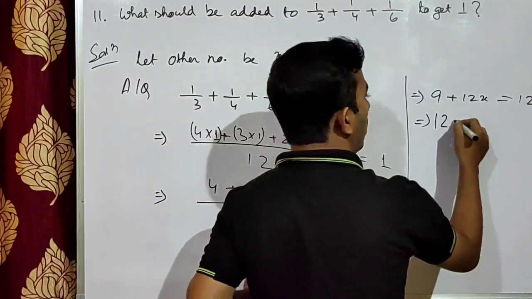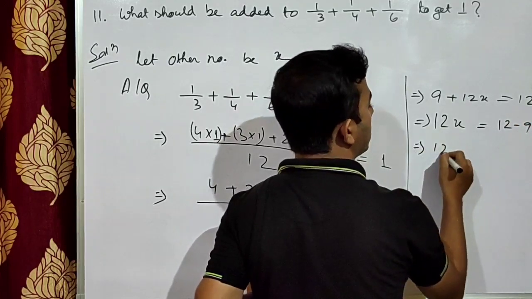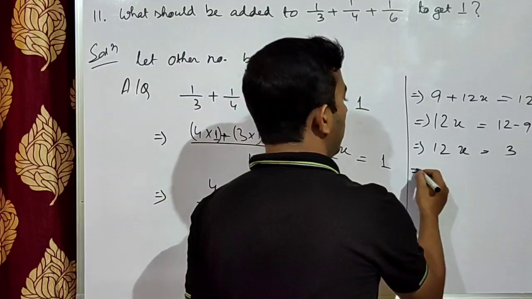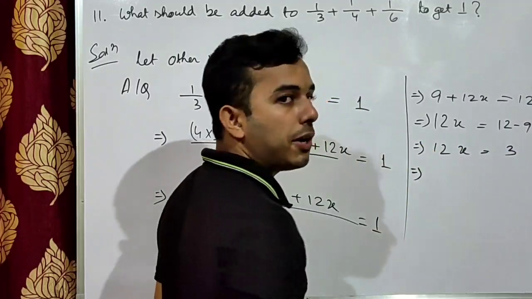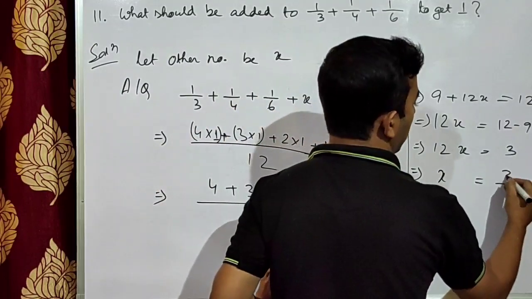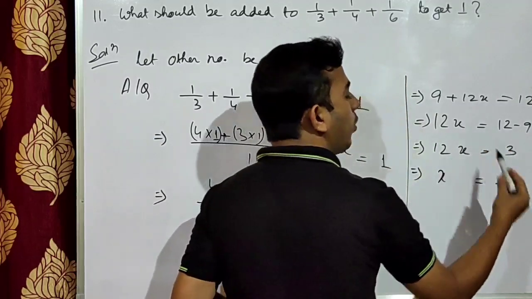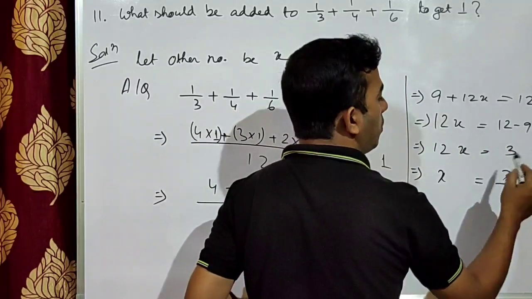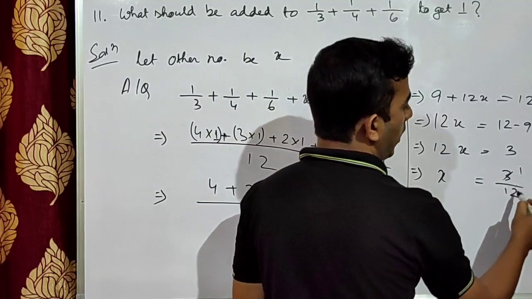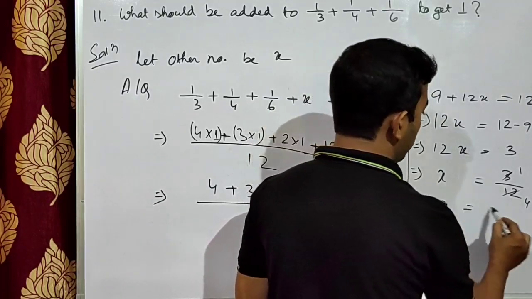Now what we will do, we will change the side of this 9, isn't it? So it will be 12x equals 12 minus 9. Now 12 minus 9 is how much? It is 3, isn't it? Okay. Now again here 12 is multiplied with x, so when we change the side it will get divided, so it will be 3 by 12. Now we can write it in a simpler form, that is when we divide both numerator and denominator by 3, it will be 3 into 1 is 3, 3 into 4 is 12, so x equals 1 by 4.